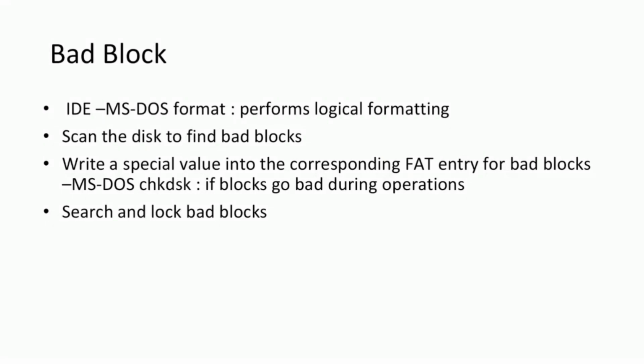Now, depending on the disk and controller, these blocks can be handled in a variety of ways. For simple disks such as disks with IDE controllers, the bad blocks are handled manually. For instance, the MS-DOS format command performs logical formatting. It scans the disk to find the bad blocks, and after finding a bad block, a special value is written into the corresponding FAT entry so that the bad block cannot be used.